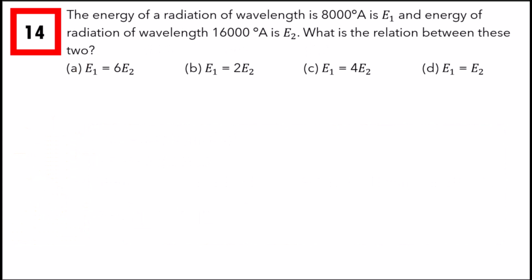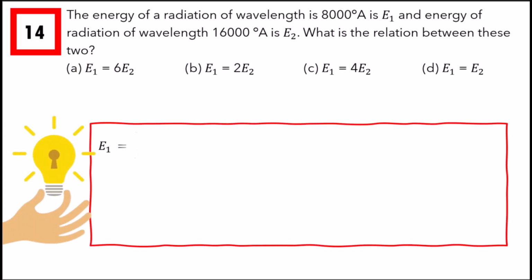Now, in this case, the energy value is given, and we have to use the formula relating energy and wavelength, that is E equals hc by lambda. Put in all the values and then take the ratio. So you get the answer, that is option B.